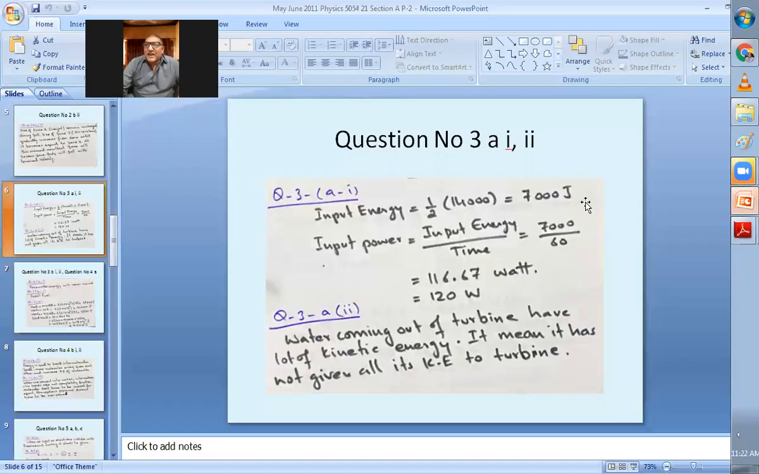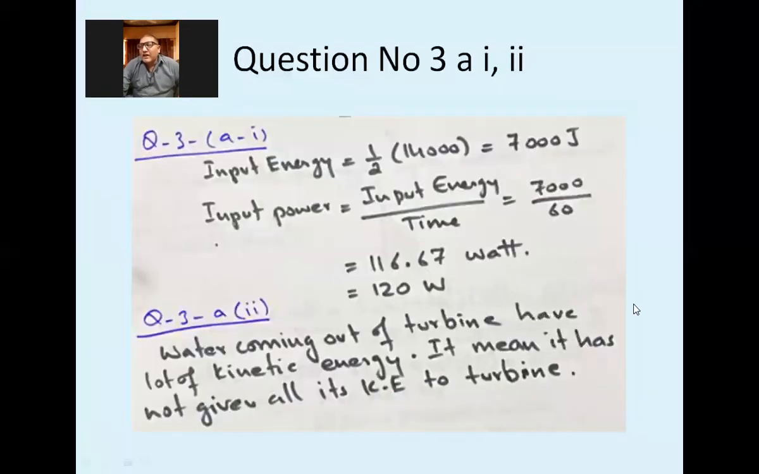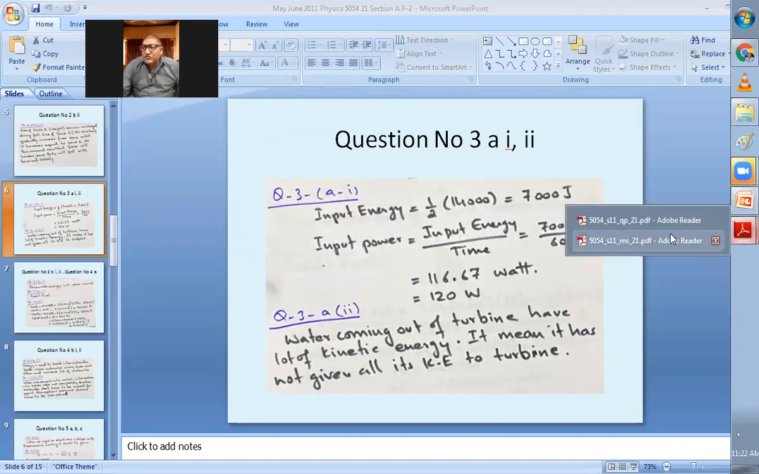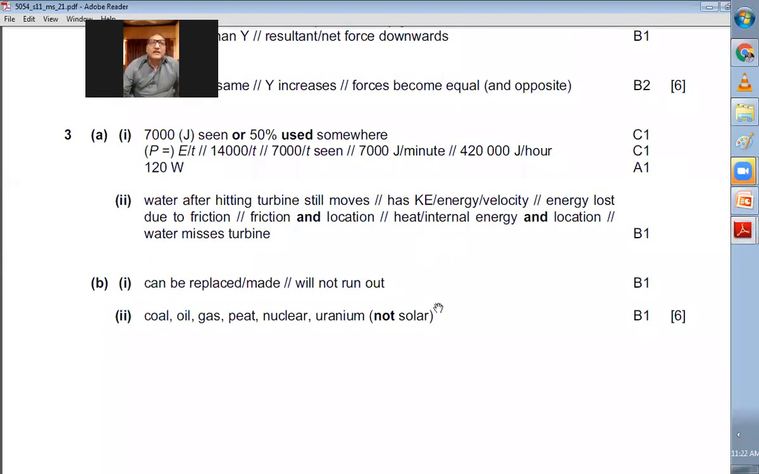So let me check my answer and then we will move on. And this is question number 3, part 3. The water coming out of the turbine has a lot of kinetic energy. It means it has not given all its kinetic energy to the turbine. This answer was a little difficult to write. So let's check the marking scheme.